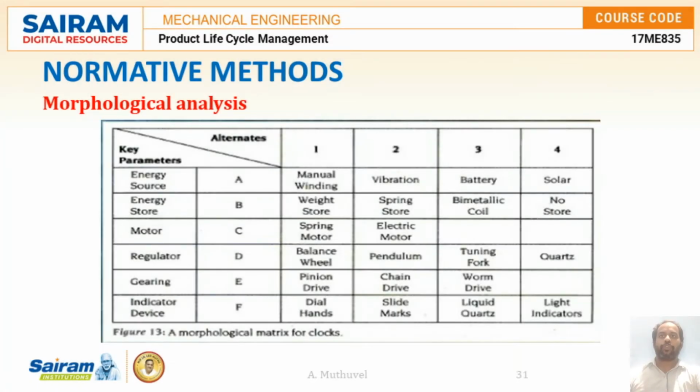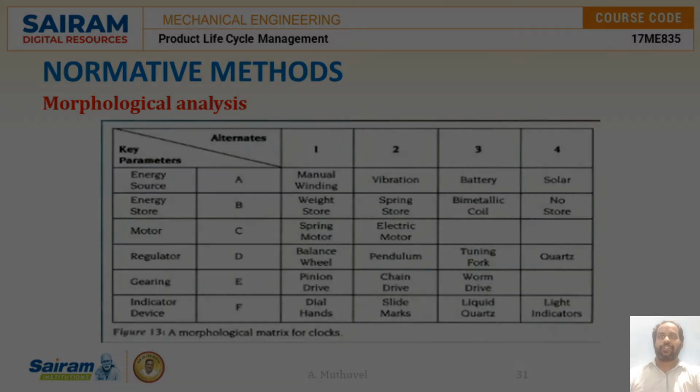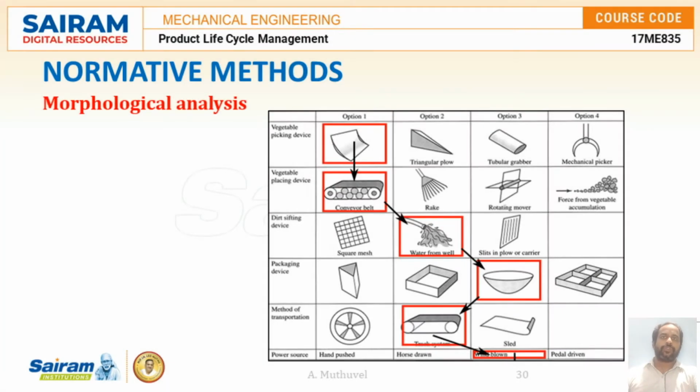Now I am going to show you two examples of morphological analysis. This is the morphological box for development of clocks. You can see the various parameters and various alternatives available for the morphological analysis. Now I am going to show you one more example.